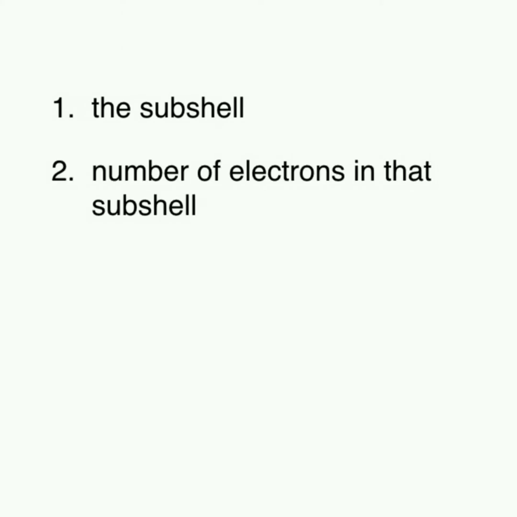To do this, we use two simple steps. First, you write down the subshell the electron is in, then write the number of electrons located in that subshell. You repeat this process until you have accounted for all the electrons in the species.